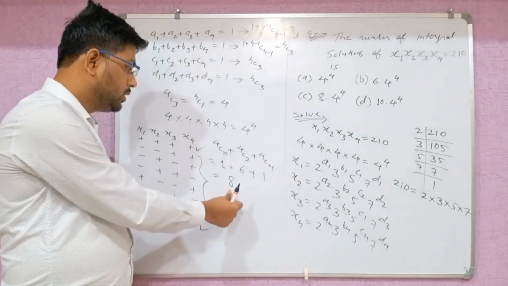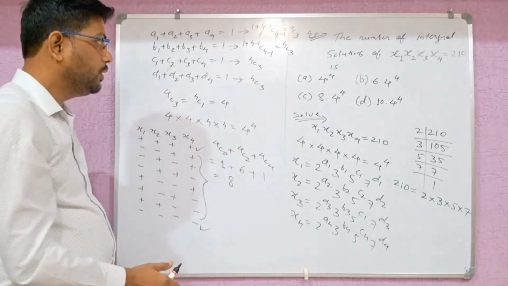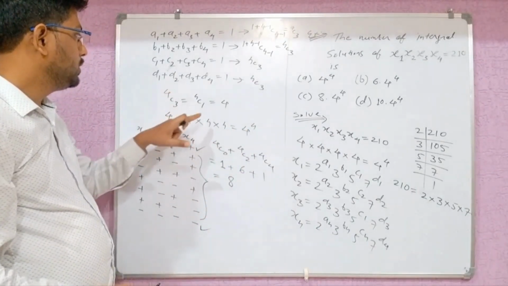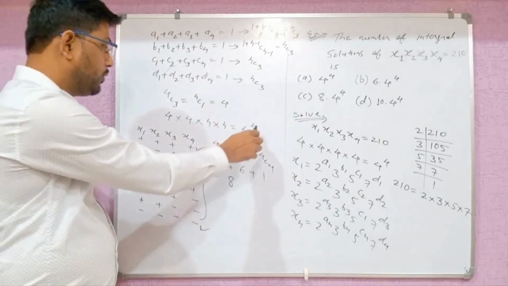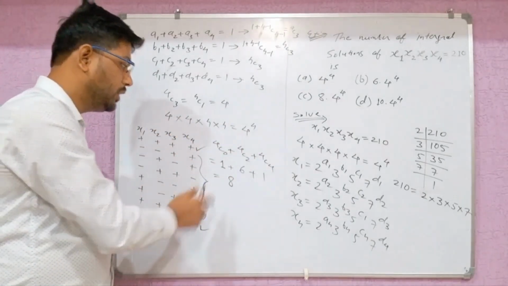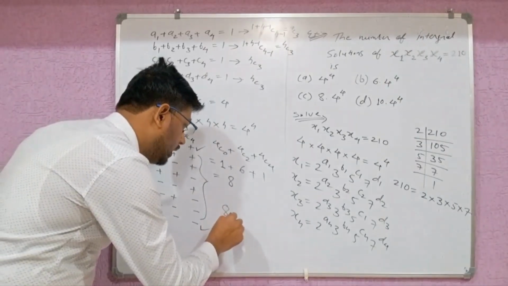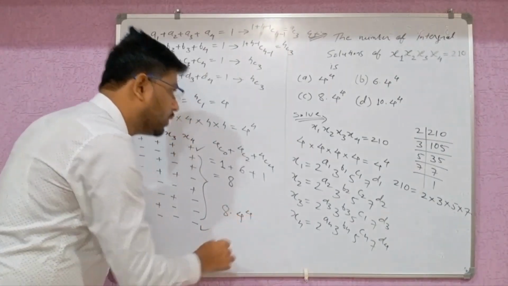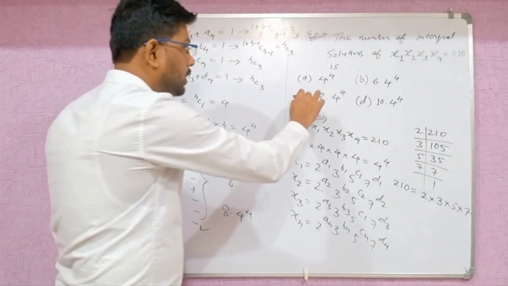So the total number of solutions will be 4 to the power 4 into 8. Why? Because these 8 combinations will be there. So the final answer is 8 into 4 to the power 4. That is option C.